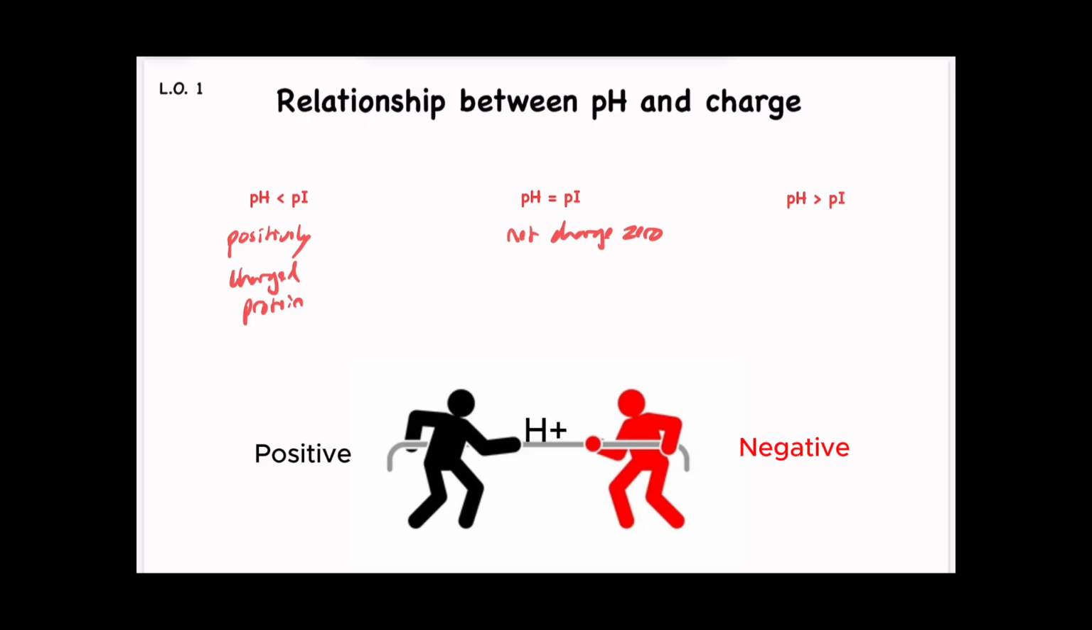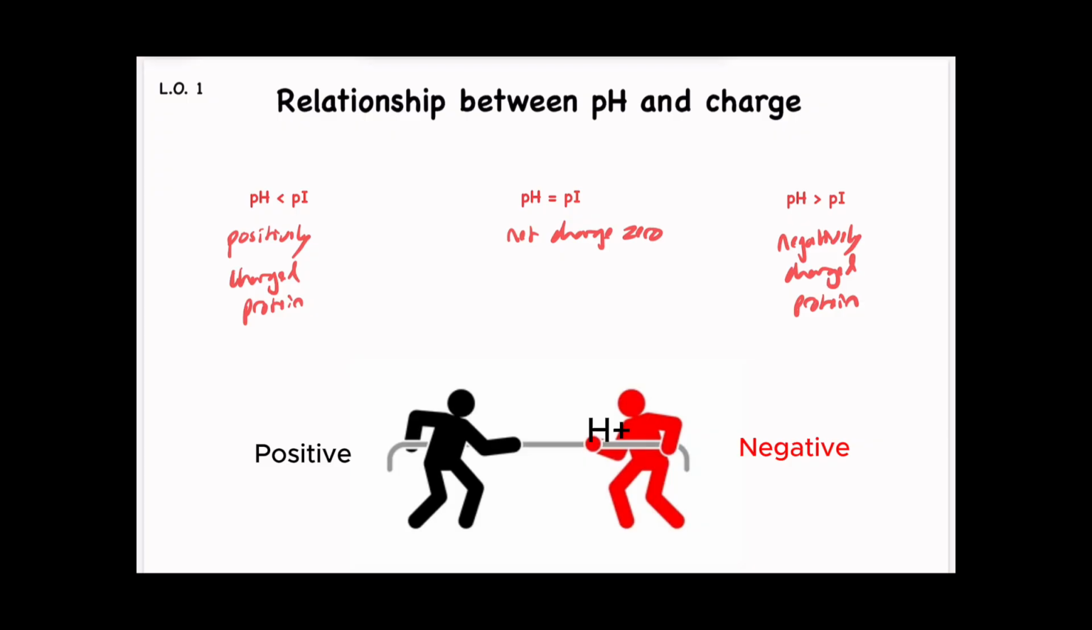Now let's think about pH greater than pI. So now we know that the solution is very basic. There are not many hydrogen ions floating around, and so the hydrogen ions on our protein are going to be going into solution, and we're going to be left with a negatively charged protein. In terms of our tug of war, again, now team negative is winning. Our protein is now negatively charged.